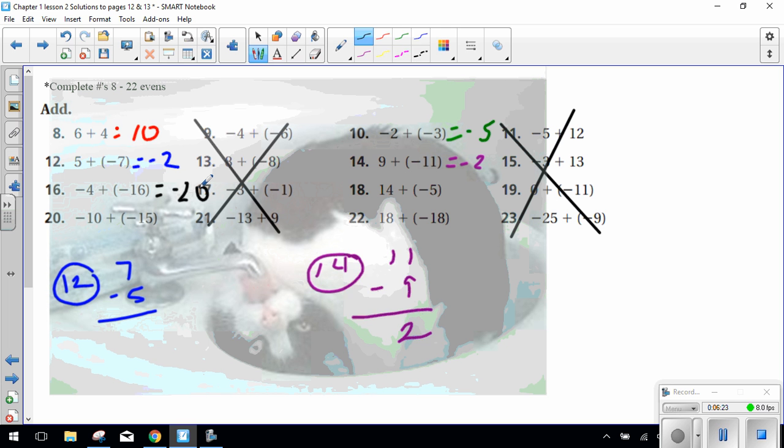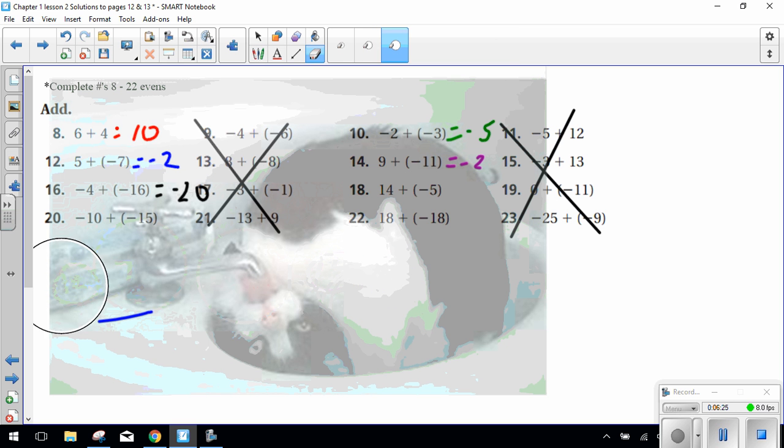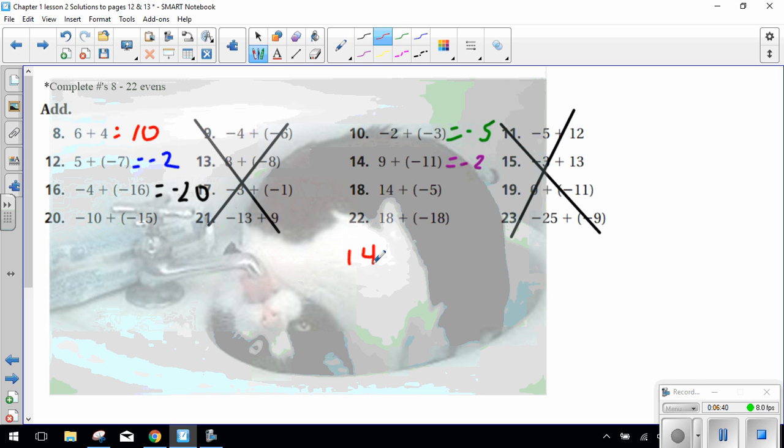Okay, number 18, we have 14 plus negative 5. So once again, we have two different signs. So just like number 14 or number 12, when the signs are different, we're going to subtract. So I'm going to take the larger number and subtract the smaller number. So 14 minus 5 is 9. So I'm going to put a 9 here.